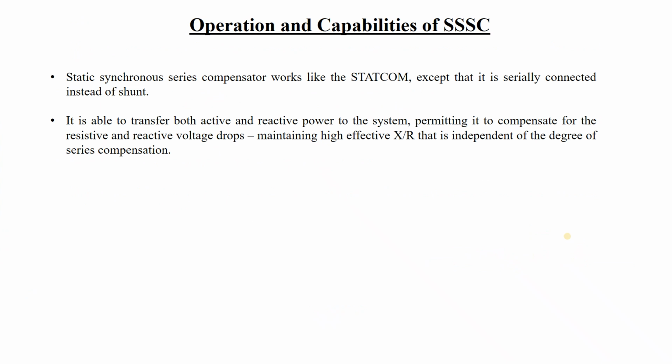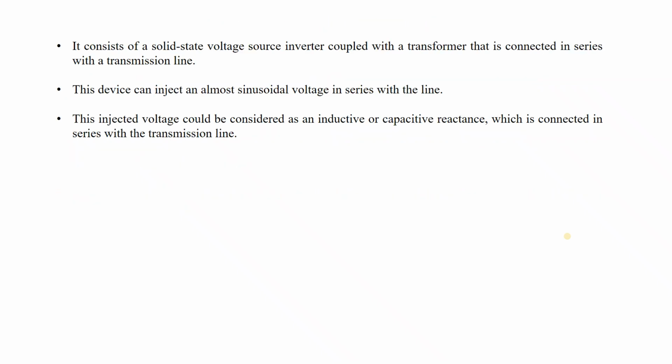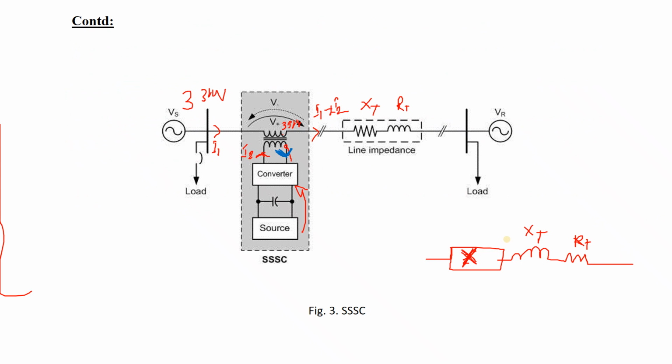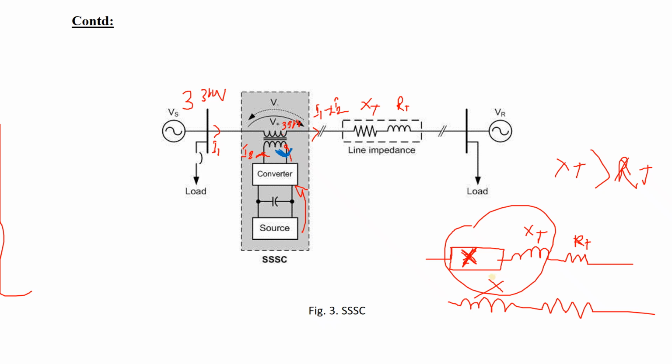So as it is told that it is able to transfer both active and reactive power to the system, permitting it to compensate for the resistive and reactive drops, that is maintaining the high effective X by R ratio. High effective X by R ratio. That means if the system is absorbing the reactive power, so it is capacitive, then the X by R ratio will automatically change, because obviously XT is greater than RT.